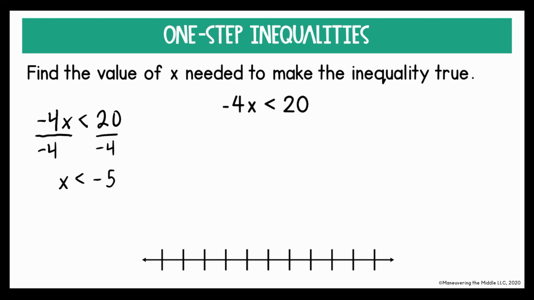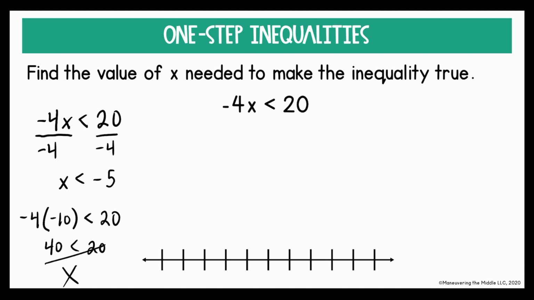Well, remember I told you we could check it. So let's go back and check it. Let's pick a number. x is less than negative 5, so let's pick a number less than negative 5. I'll go ahead and pick the number negative 10. So if I go here, I have negative 4 times negative 10 less than 20. So negative 4 times negative 10 is going to give me a positive 40 is less than 20. And I know, well, that's not correct. That does not make a true statement.